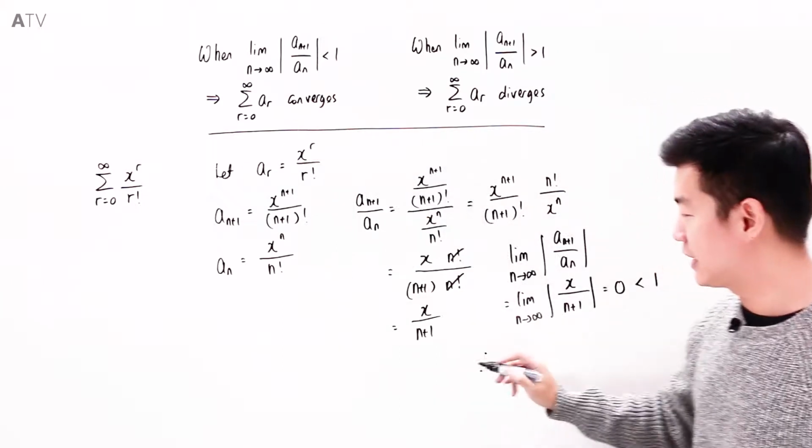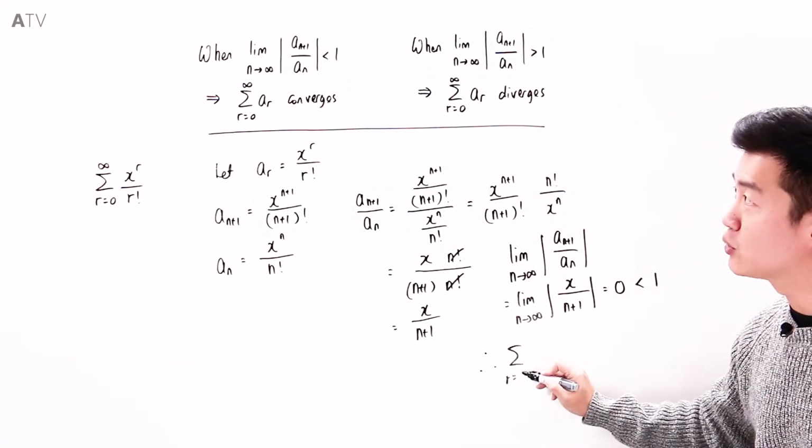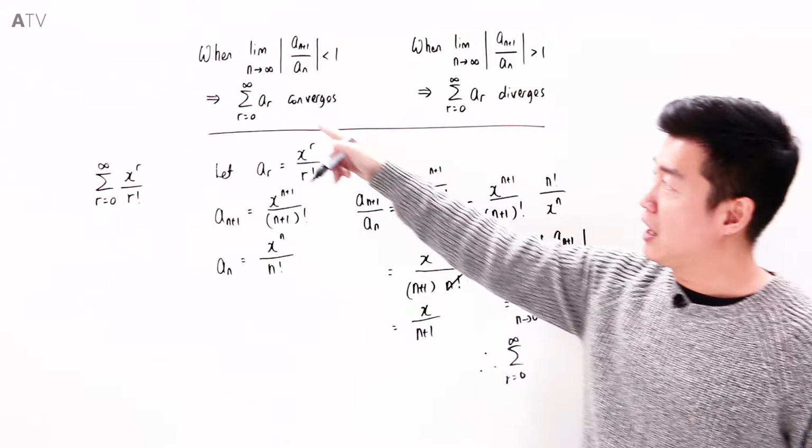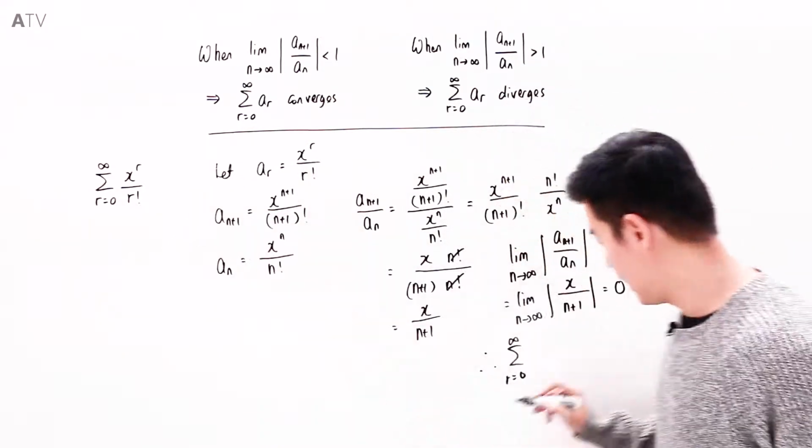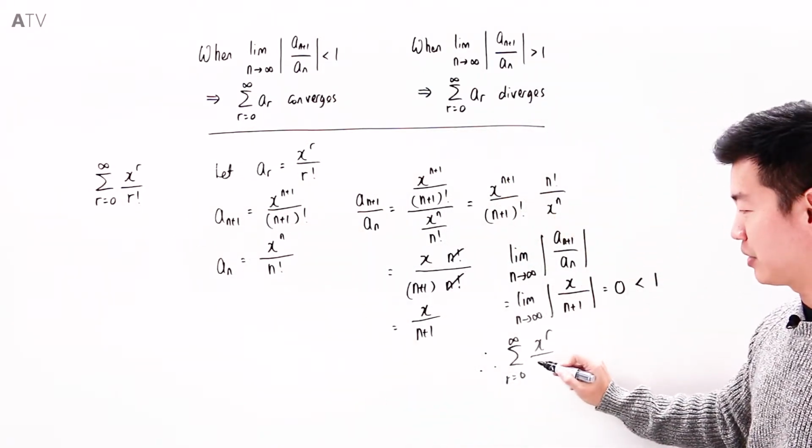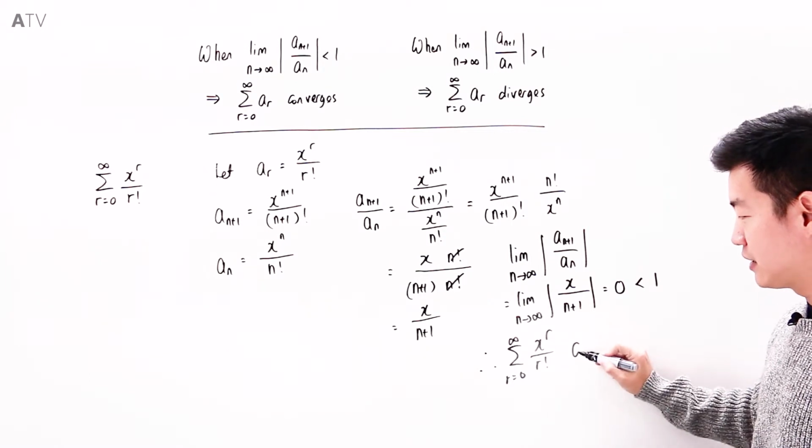Therefore, we can then say that the summation from r equals 0 to infinity of a_r, which is x to the power of r divided by r factorial, now converges.